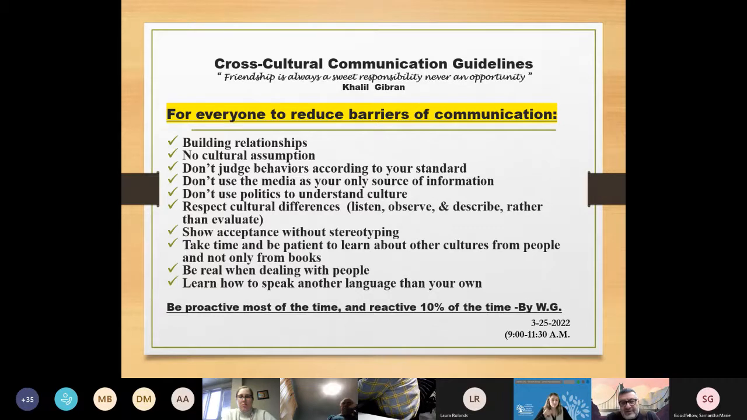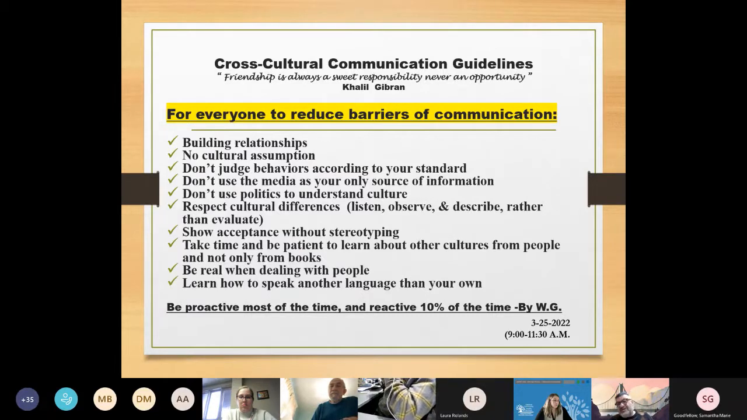Khalil Gibran is a great poet and writer. He wrote that friendship is always a sweet responsibility, never an opportunity. So it is our responsibility, when working with other cultures, especially when it comes to communication, to consider how we can reduce those barriers of communication. These are some of the suggestions. This is not a list that you could not add to, from your own experience. Building relationship is very important.